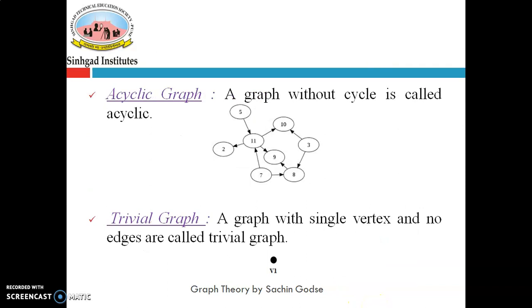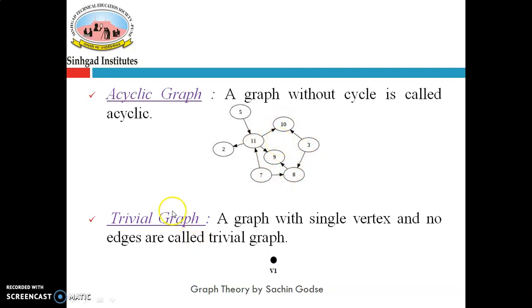Now next type of graph is acyclic graph. A graph without a cycle is called an acyclic graph. Means there is no cycle existing in the graph. That's why that graph is called an acyclic graph. You can see the example here. There is no cycle that exists. This is a directed graph. So in a directed graph, direction is important. So all arrows should be in one direction in the loop. Then only it is called a loop.